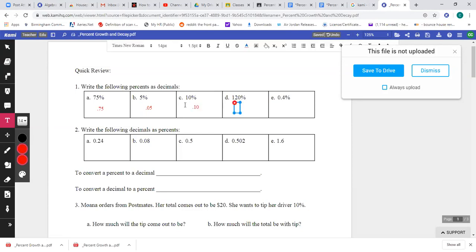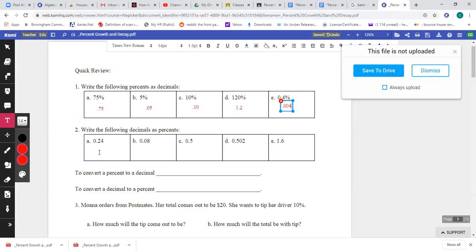120%. Oh, really important that you keep 5%. It's 0.05, not 0.50. You have to move it twice. 120% is 1.2. And then 0.4% is 0.004.